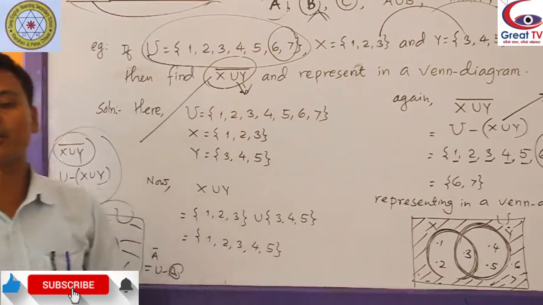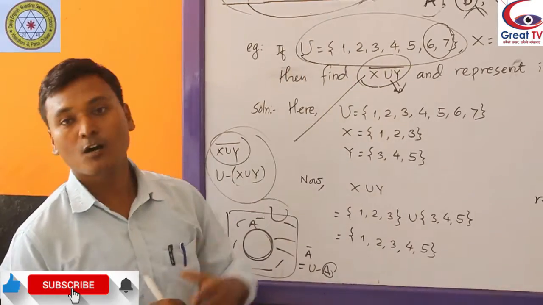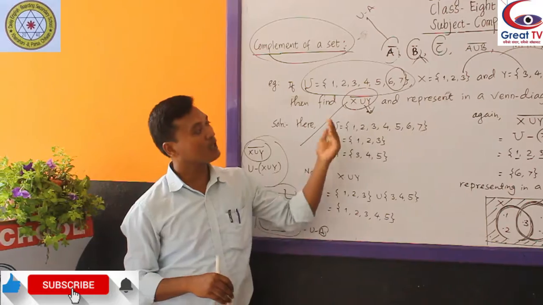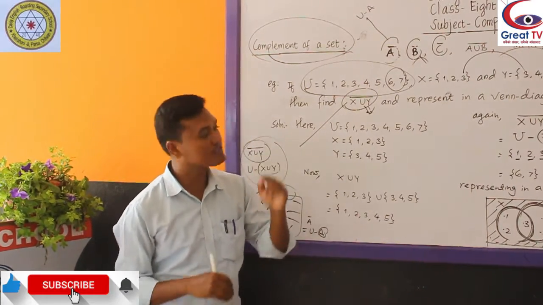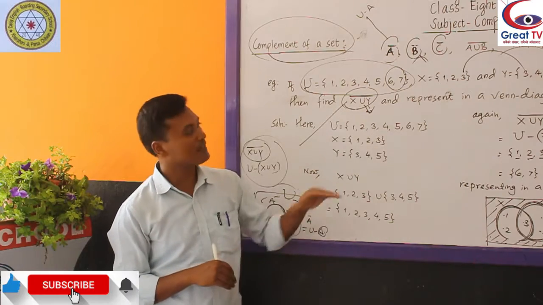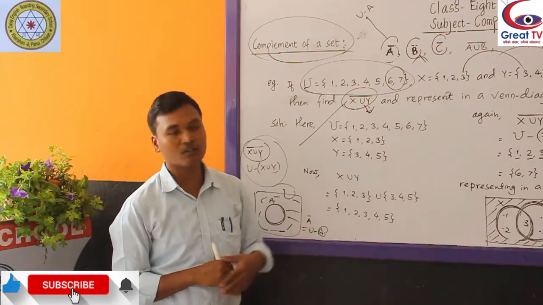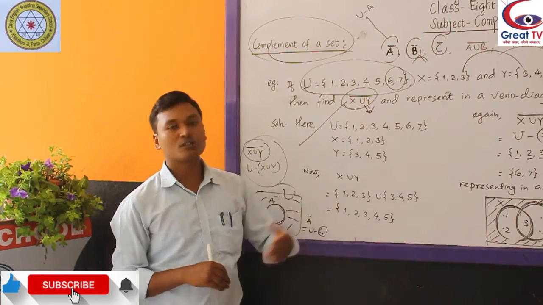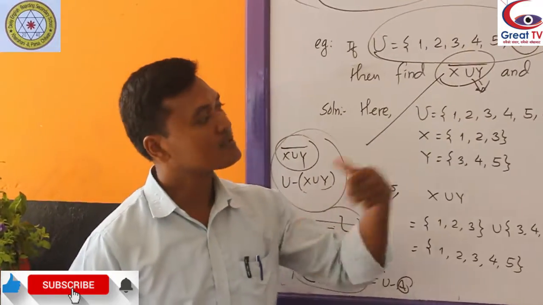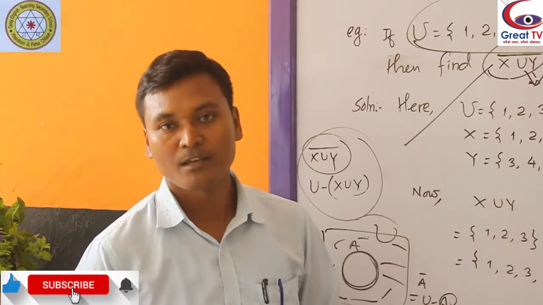So my students, today we read how to find the complement of a set. We defined what the complement of a set is. Then we read 2 examples. First we read how to find just A complement. Then we saw this example, where we found (X union Y) complement. By this way you can find A complement and you can represent it in a Venn diagram. C complement you can also represent in a Venn diagram.